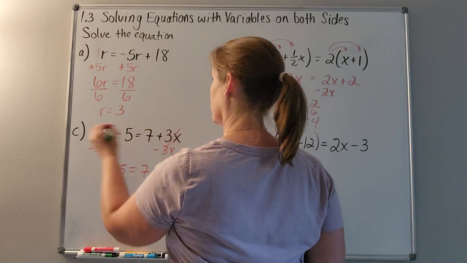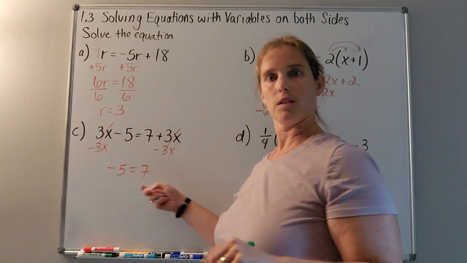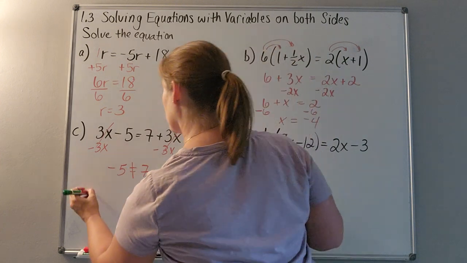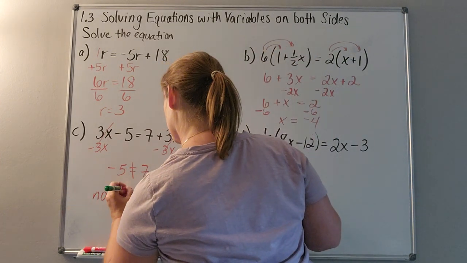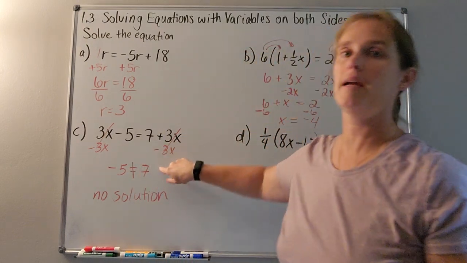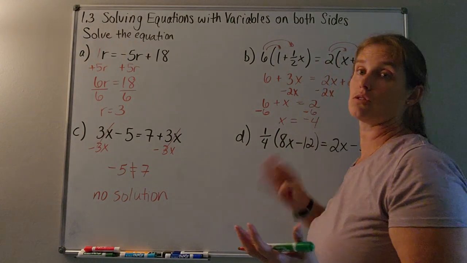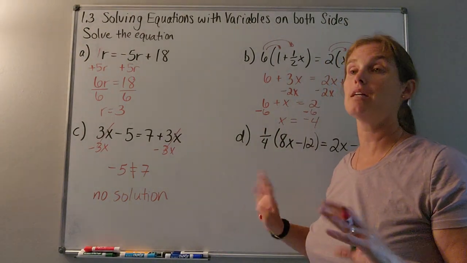The variable terms have disappeared. But -5 does not equal 7. That means we have a no solution, and that's all you can write. Our remaining statement is not true, so we say no solution. We can't say that x equals anything because x has gone bye-bye.